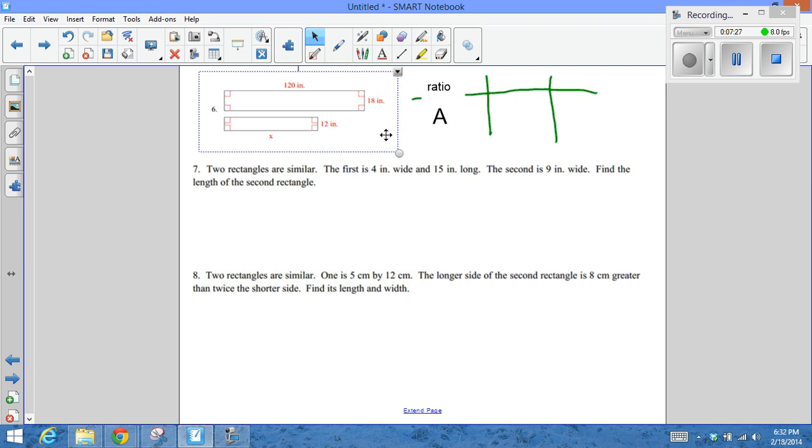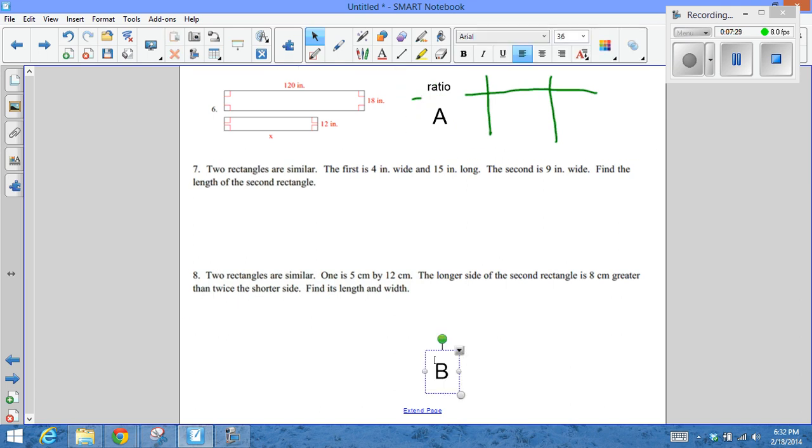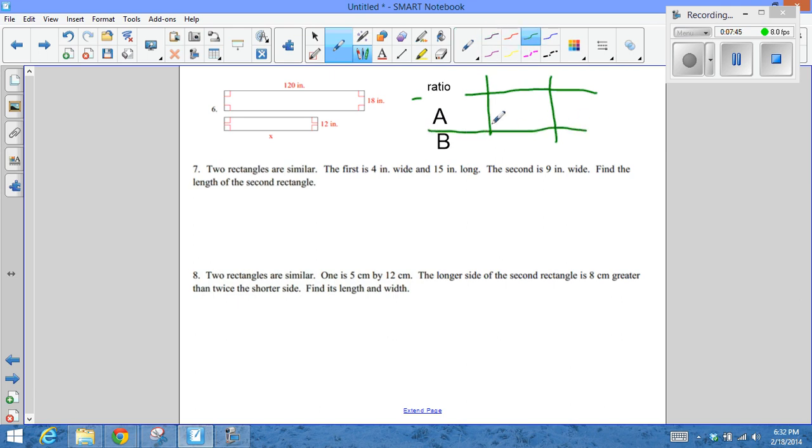and oops, box B, okay. Now, with a rectangle, we usually call things length and width. So we'll call this length and we'll call this width. We'll call this length, we'll call this width. So up here I can have my length and my width.